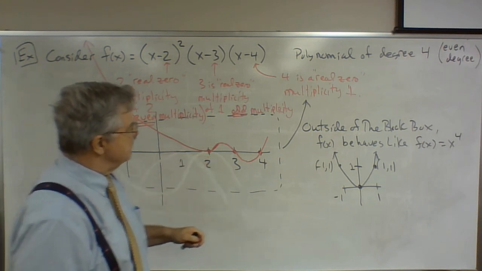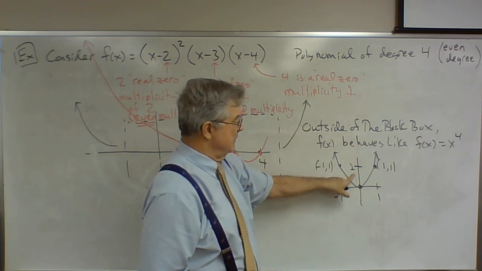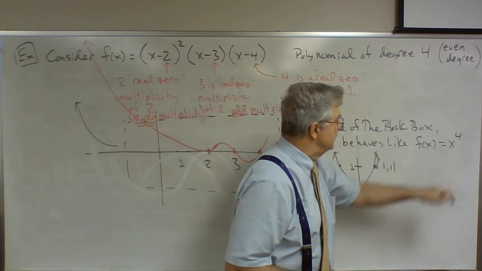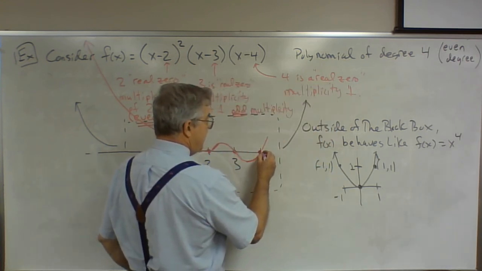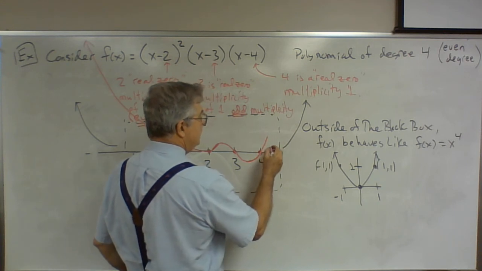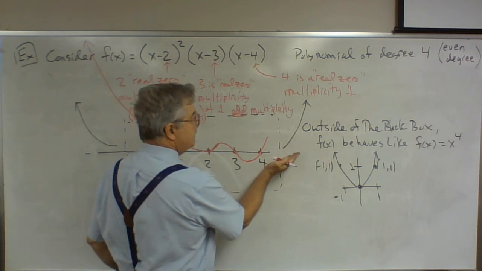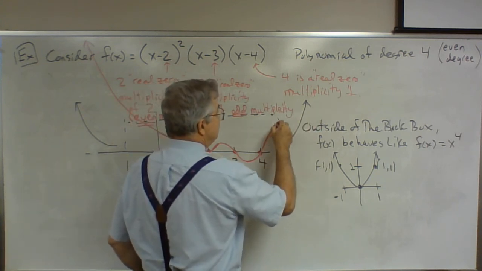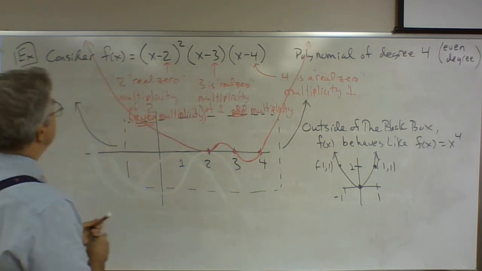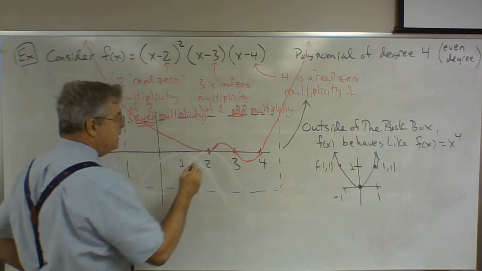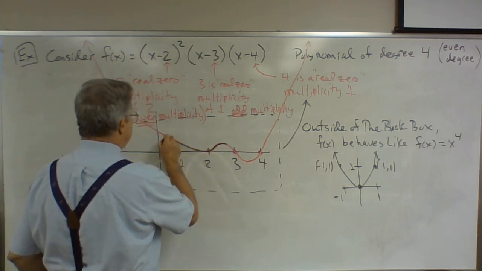So this graph, we know it has to continue upward like this because it imitates the graph of f of x equals x to the 4th. This graph crosses the x-axis and goes upward at x equals 4. And outside of the box, that's exactly what the graph has to do. It has to go up. So this thing is just going to continue to go up. So here we have a pretty good idea of what the graph of our function looks like.